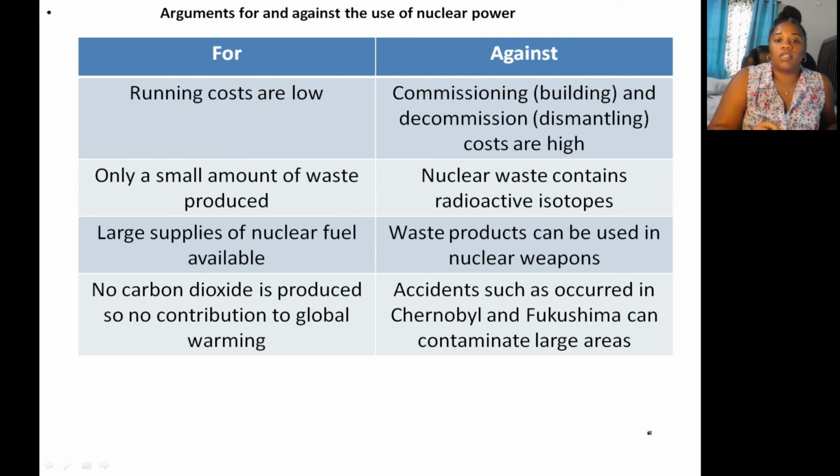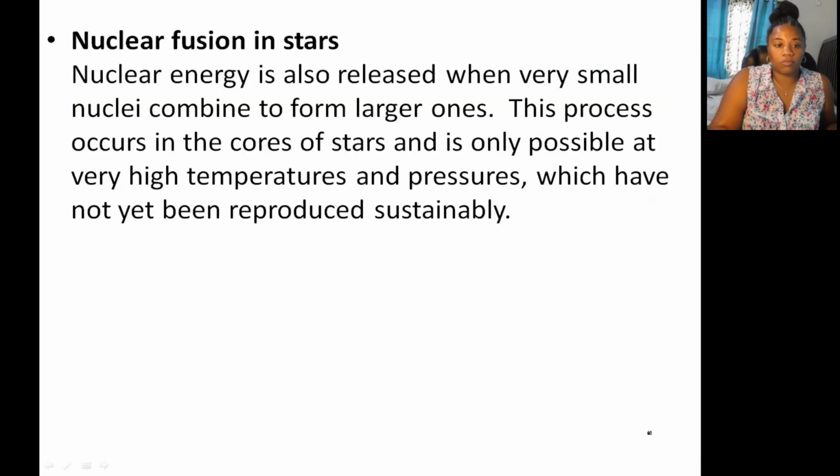The arguments against nuclear power: commissioning, building, and decommissioning and dismantling costs are very high. The nuclear waste contains radioactive isotopes which are detrimental to the health of animals, plants and human beings alike. Waste products can be used in nuclear weapons, and accidents such as occurred in Chernobyl and Fukushima can contaminate large areas. The upside, though, to nuclear energy is nuclear fusion.